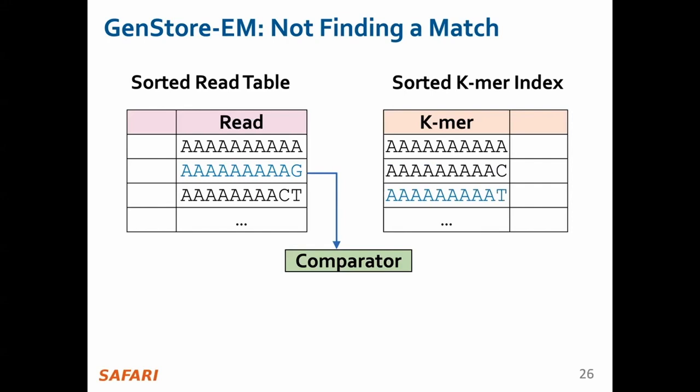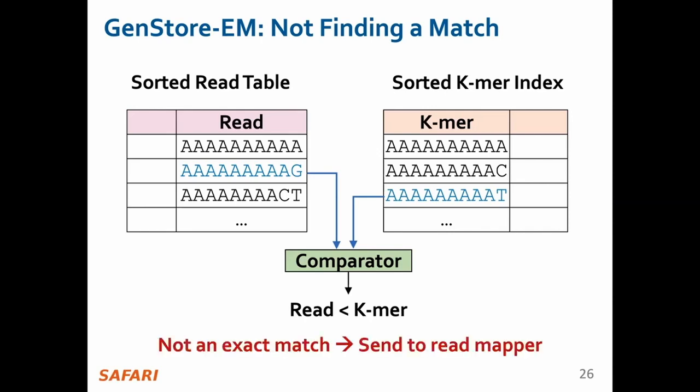And then finally, if the k-mer is alphabetically larger than the read, we conclude that the read does not match any k-mer in the index, meaning it does not match any place in the reference genome. Therefore, it's a non-matching read and needs to be sent to the full read mapping process, whatever that system is, a software read mapper or hardware read mapper. So that would go outside the storage to that system. And then we go to the next element in the sorted read table so that we can examine the next read.